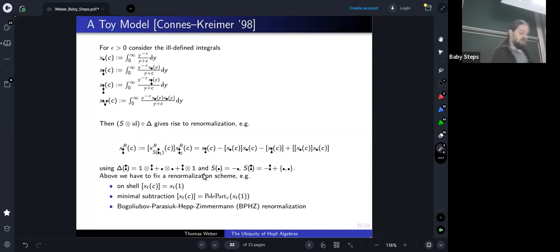I mentioned renormalization schemes, and they can be all kinds of things. For example, you can have on-shell, which would correspond simply to fixing it at the unit. You can have a minimal subtraction scheme, which corresponds to the pole part, and many more complicated things like BPHZ renormalization, but I don't have time to go into this, and I'm also not the correct person to ask these questions. This should be asked to physicists.